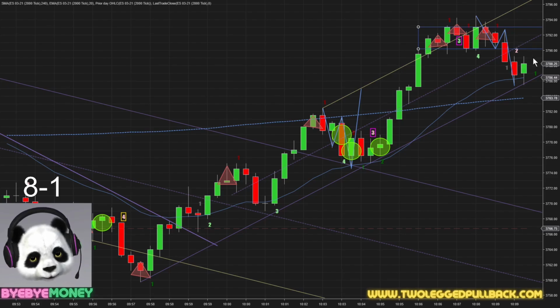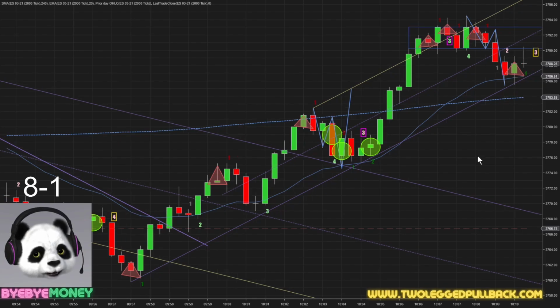Even though it is a two-legged pullback back to the 20 EMA, we do have to consider that the bottom of this trading range may act as resistance. So we skip this one, and we want to see if we react to this trading range here. And boom, we hit the bottom of the trading range. Now it's acting as resistance.